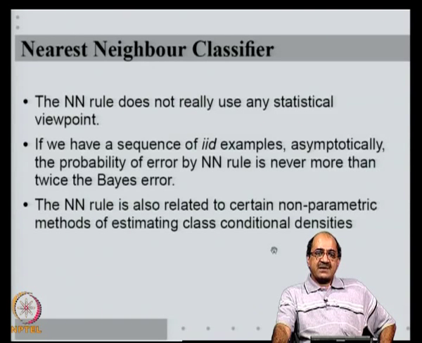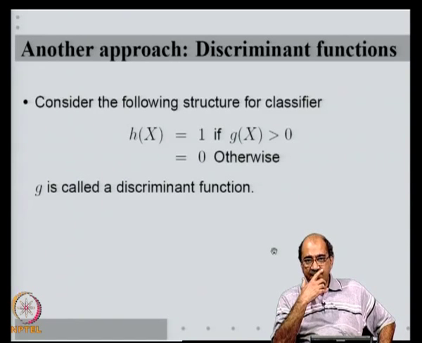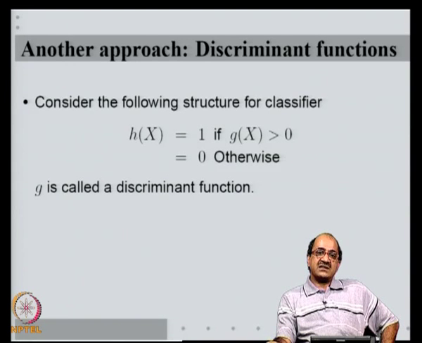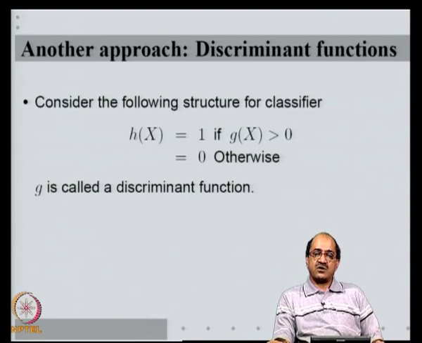Well, Bayes and nearest neighbor classifiers are not the only classifiers. There are many other approaches to classifier design. We will consider another approach in this introductory class, which is called the discriminant function based approach. The structure of this classifier is the following. As you know, a classifier is a function that maps every feature vector to 1 or 0. We are only considering the two class case here.